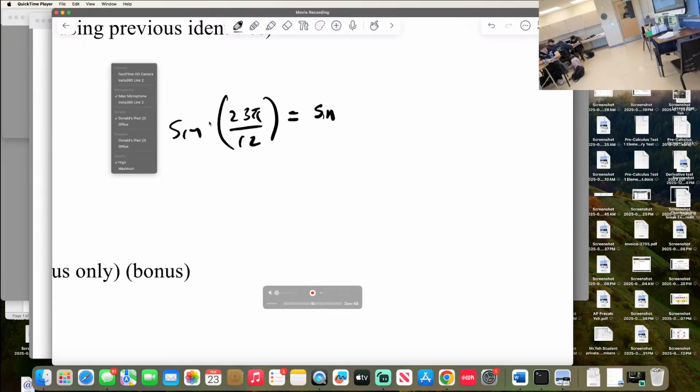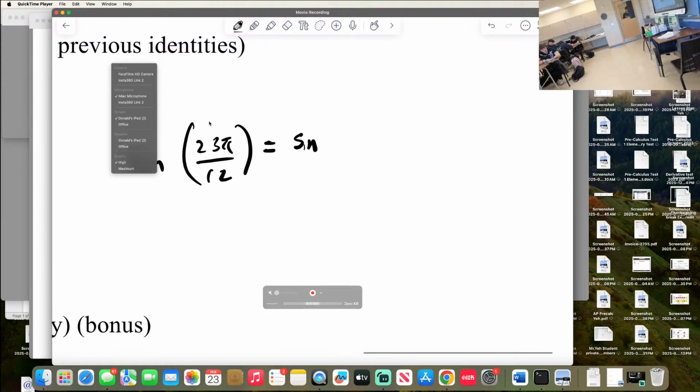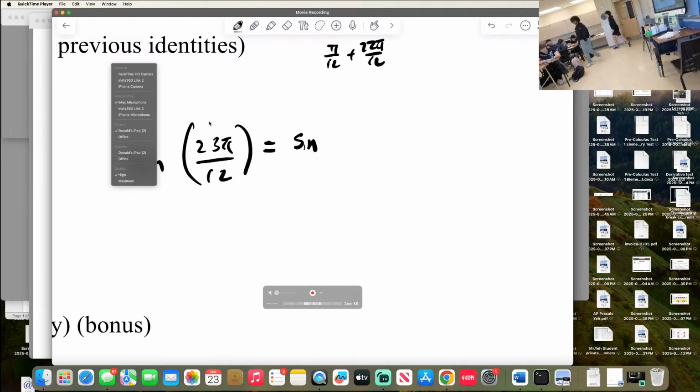So in order to have that combination, I can think about pi over 12 plus 22 pi over 12. The problem is we don't know what pi over 12 is. Does that make sense? We can say 2 pi over 12, which we know is pi over 6, and 21 pi over 12. Is that okay? What's 2 pi over 12, plus 21 pi over 12? Can we simplify?